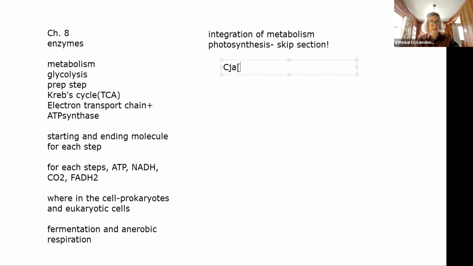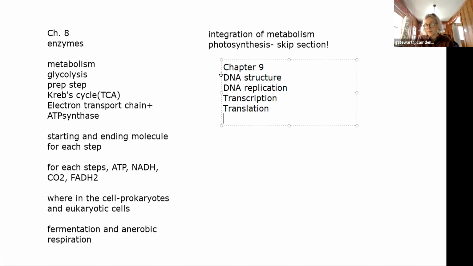Chapter 9. That's quite a chapter, right? So that's all of DNA structure, replication, and then transcription. So how we make RNA, and then translation, how you make proteins from that RNA, how amino acids are put in the polypeptide chain. And then there's a section on gene transfer. There's also a section on mutations, and there's also a section on gene regulation. For our purposes, we're just going to focus on the lac operon for that.